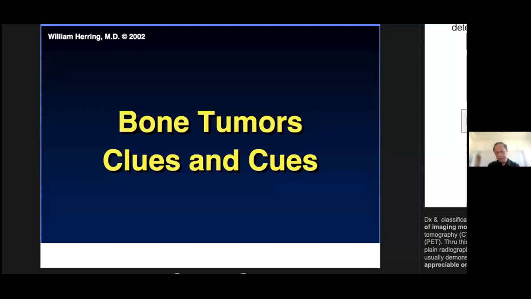So, for today's lecture, I'll be talking to you about bone tumors, mostly radiologic signs, cues, and clues that will tell you whether you're looking at a lesion that will probably be aggressive or non-aggressive. I'm choosing to use the term aggressive because there are benign tumors that can be aggressive. A good example of that is osteomyelitis.